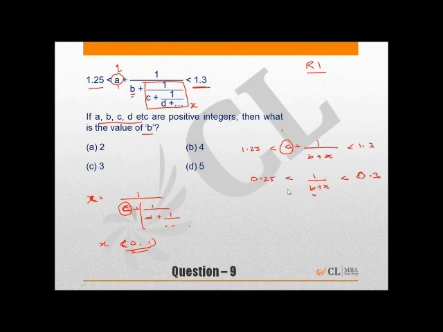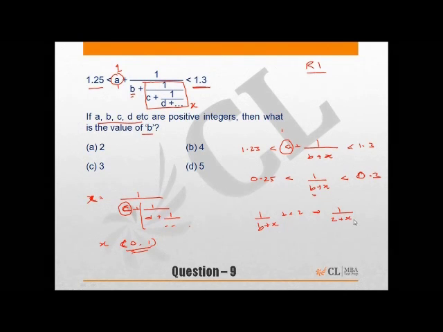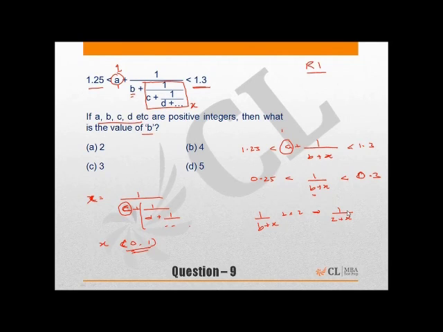Okay. Let's start checking the choices. If B is equal to 2, then 1 upon B plus X is 1 upon 2 plus X. The maximum possible value will be a shade under 1, so that will be 0.33. And if X is very small, then this value will be about 0.5. That means 1 upon B plus X will lie between 0.33 and 0.5, so 2 cannot be the answer.